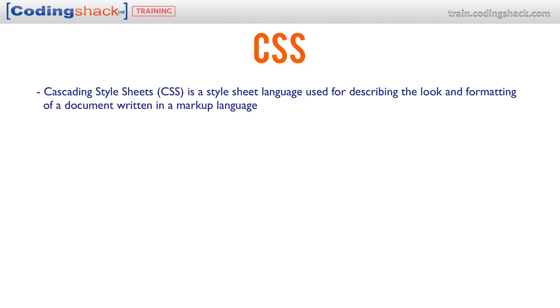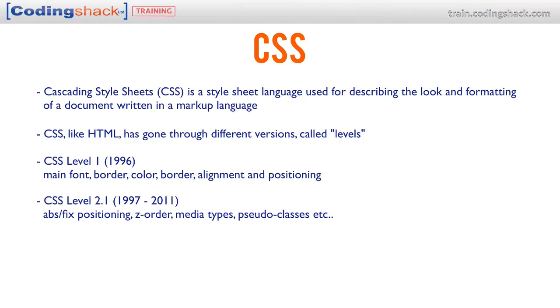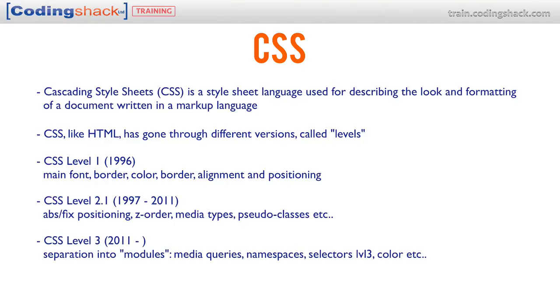Since its birth, CSS went through a few versions, called levels, with CSS Level 1, now obsolete, CSS Level 2.1, the most widely supported version, and CSS Level 3, the current version, still a work in progress and on its way to be standardized. So let's see how CSS works and how it fits into a web page.